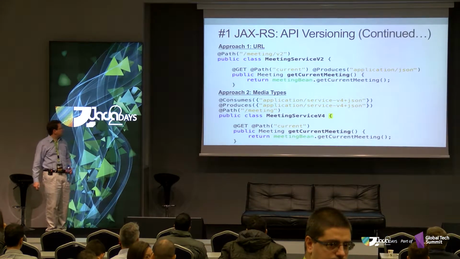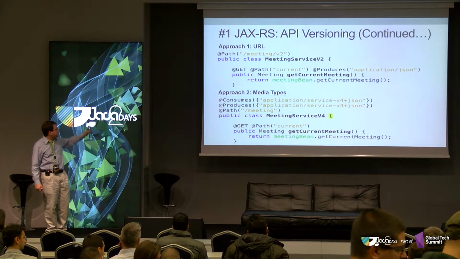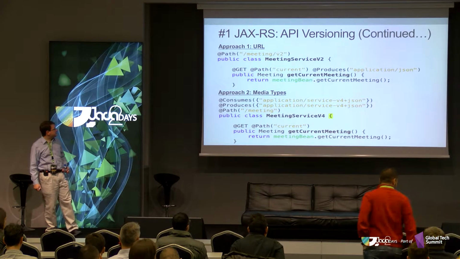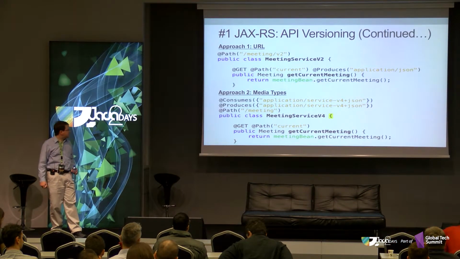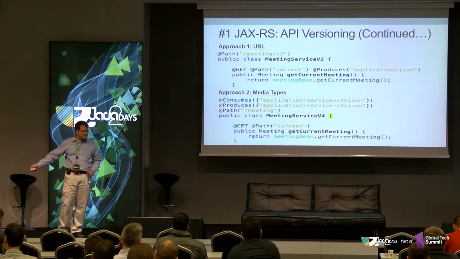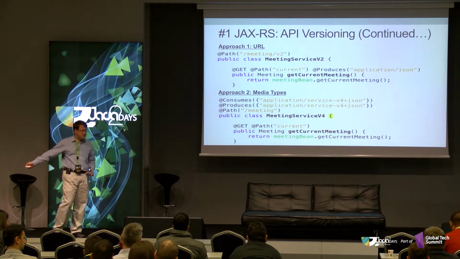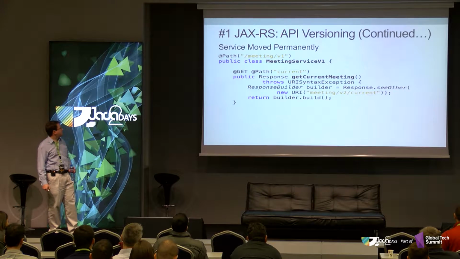So this is two different code samples. The first one is using URL, encoding it in the URL. So as you can see, I have meeting/v2 for version 2, retrieves the meetings. The second approach is using the media content types to handle implementing the versioning. And which approach you choose to use is up to you.